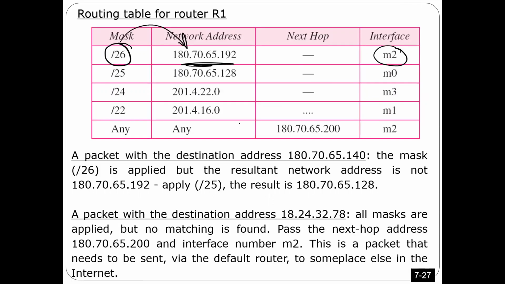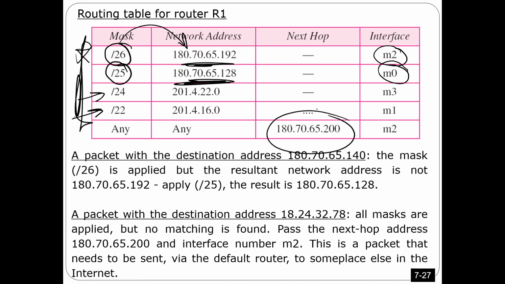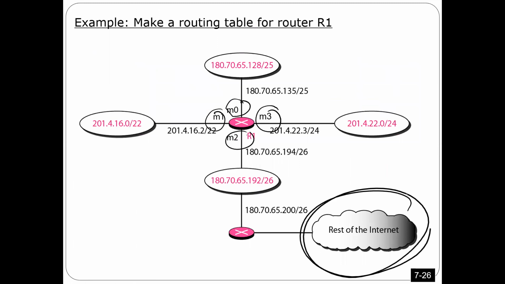Okay. And then if this one is false, now I'm going to try this mask. If I get this address, I have to forward it through M0. If it is not, I'm going to try the next one. If it is not, I'm going to try the next one. If it is not any of these, I have to send it to this router, as I told you before, the rest of the internet.